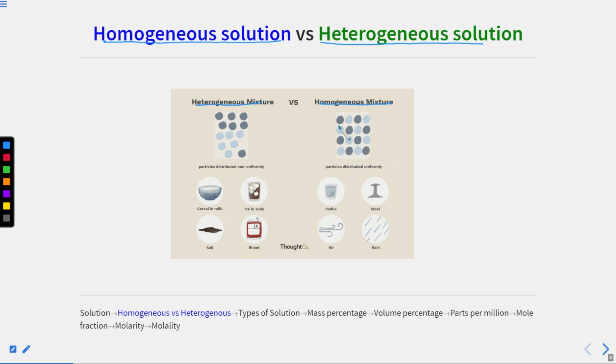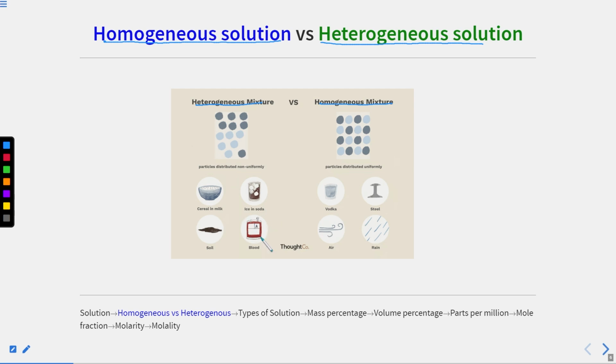So the first differentiation between these two is that in a heterogeneous solution, all the solute particles are not evenly distributed in the solvent, or you can say the solution more appropriately. So consider a solution like ice in soda. If you put ice in soda water, then the ice will float on the surface of that liquid, but it will not go down to the bottom, or you can say the middle. So in that case we can say that this ice is not present uniformly throughout the soda water. So that kind of solution will be an example of a heterogeneous solution.